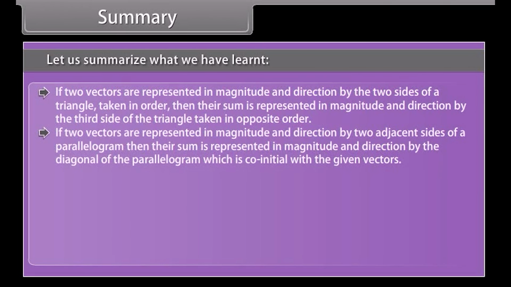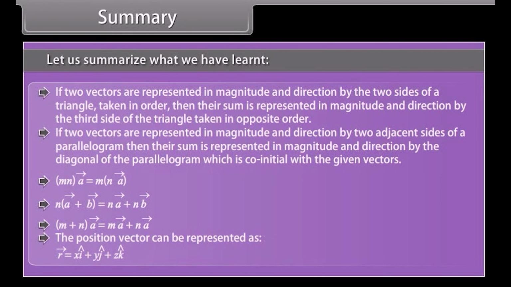If two vectors are represented in magnitude and direction by two adjacent sides of a parallelogram, then their sum is represented in magnitude and direction by the diagonal of the parallelogram, which is co-initial with the given vectors. m n vector A equals m into (n vector A). n into (vector A plus vector B) equals n vector A plus n vector B. (m plus n) into vector A equals m into vector A plus n into vector A.